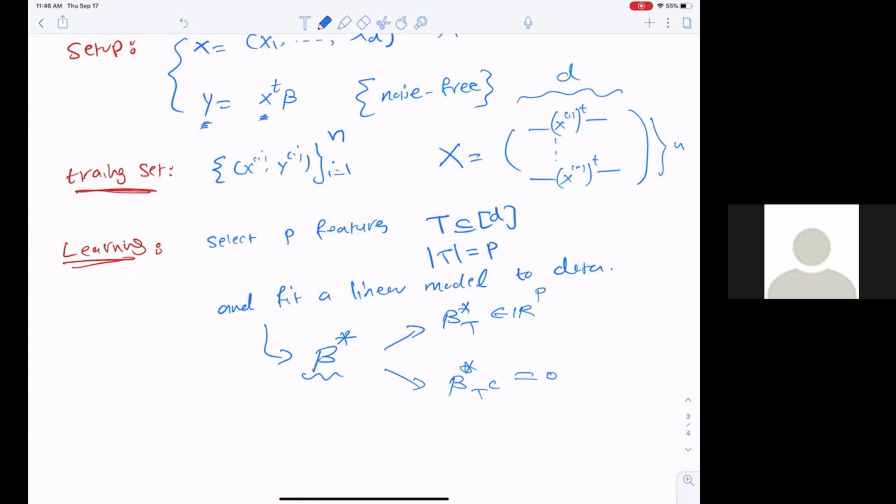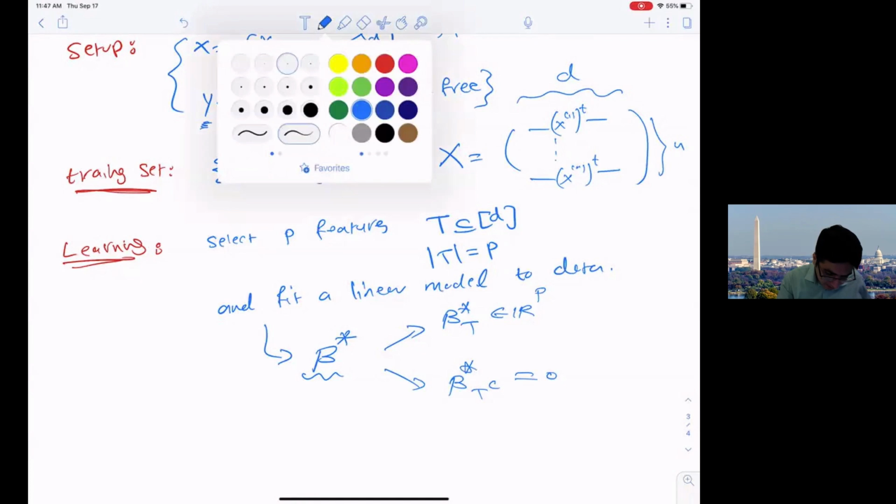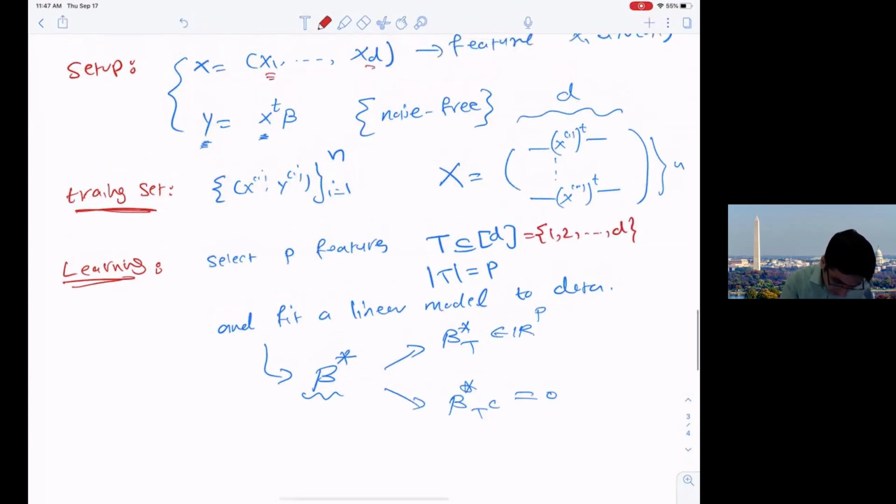What is T, capital T? T is the subset of my features that I'm going to use. So for instance, let's say this bracket D means 1, 2, ..., D. So I have D features right here, X1 to XD. But you may not use all of them. You may say, okay, I'm just going to use X1 and X2 to predict Y. I'm not going to use my entire matrix X. I'm going to use some columns of it. The index of the columns that I'm going to use is represented by T, and the size of T is P. Okay, thank you.